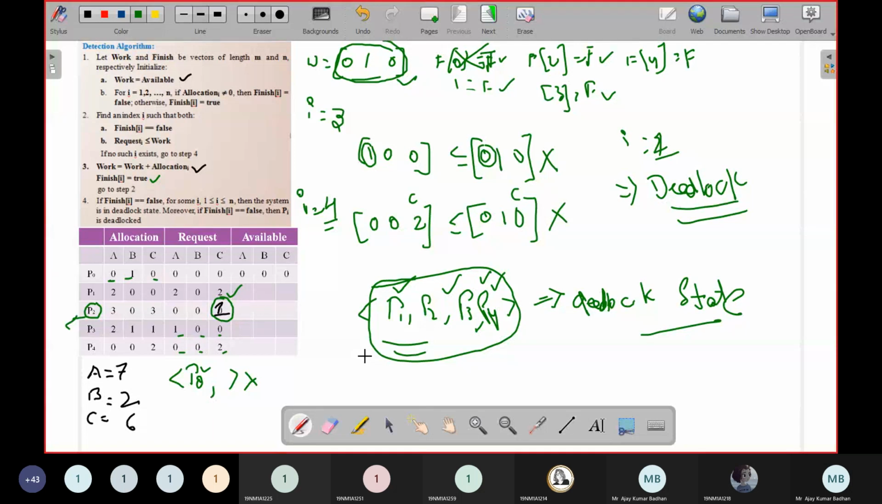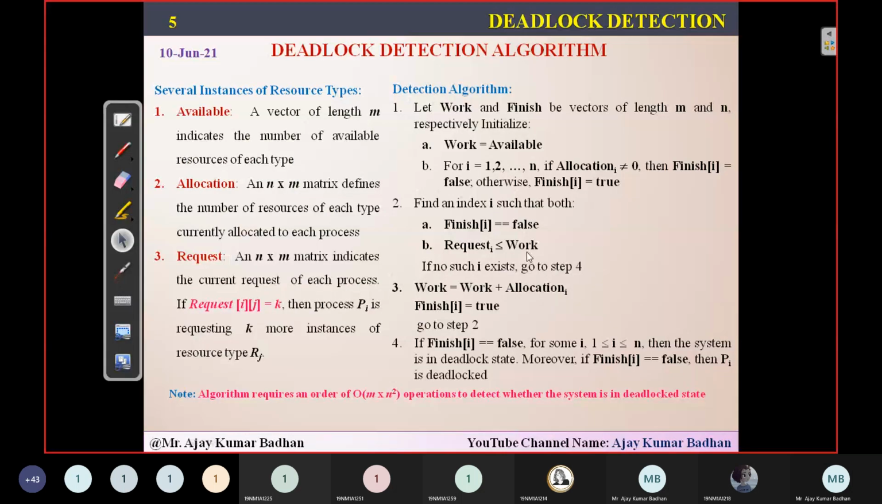This is the way your deadlock detection algorithm works. Very, very simple. The only thing is you have to remember these 4 points, and the rest you can do as you do. Simply, it's mathematical formulas we are applying. That's it. I hope you have understood this. So this is how exactly this particular deadlock detection algorithm works.